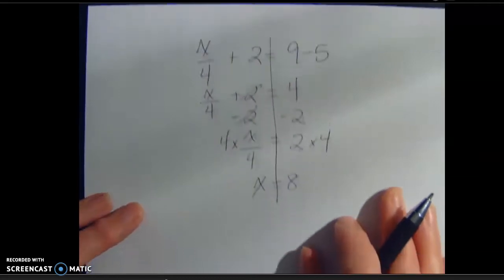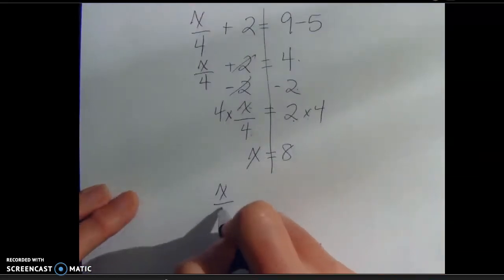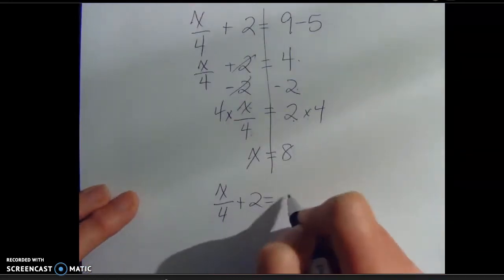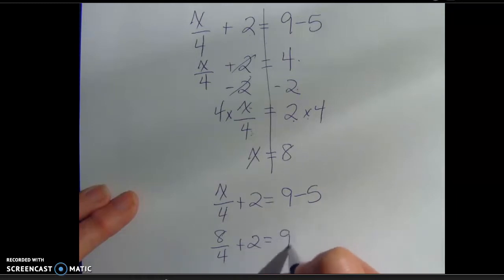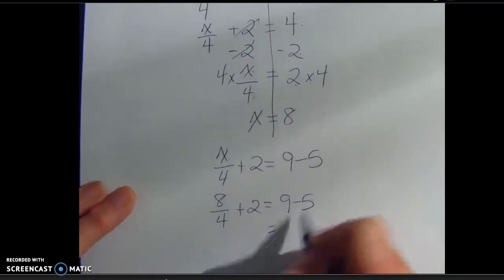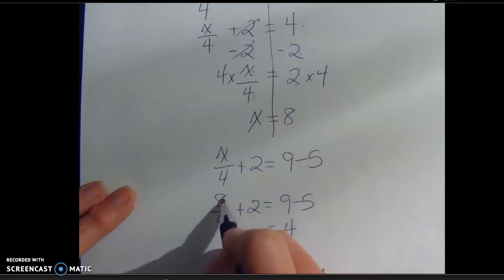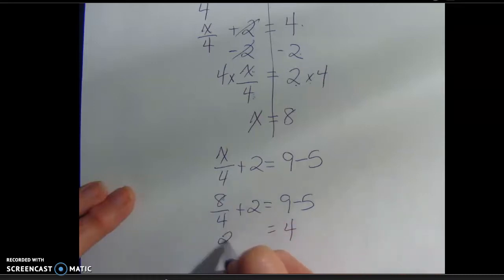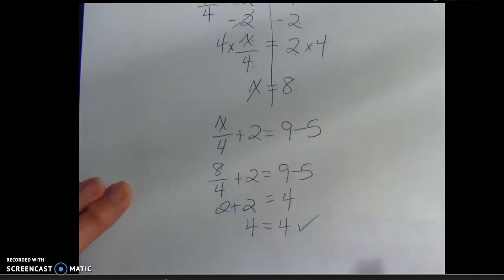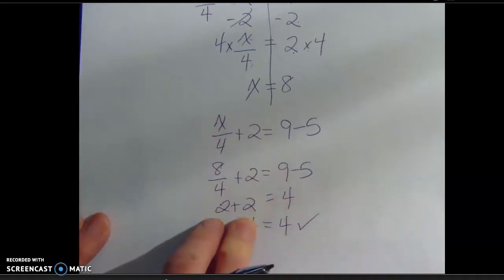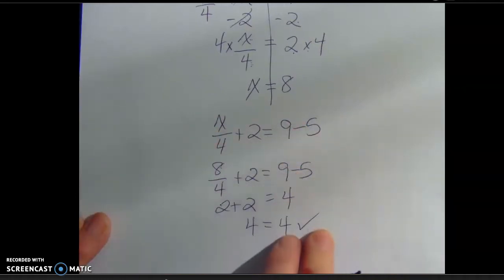Let's check that with our equation, which was x over 4 plus 2 equals 9 minus 5. Put the 8 in there where the x is. 9 minus 5 is 4. And 8 divided by 4 is 2 plus 2. And 2 plus 2 is 4. Look, it works. We know that this side does equal this side. Excellent. Thanks, gang.